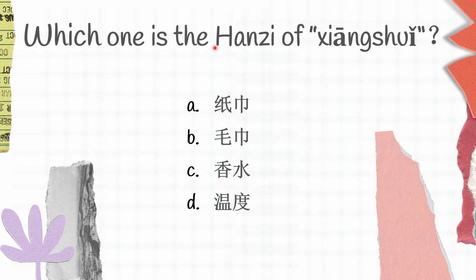Which one is the Hanzi of Xiangshui? Do you guys still remember? I will give you time to think. A is 结晶, B is 毛巾, C is 香水, and D is 温度. And the right answer for this question is C, because C is 香水.